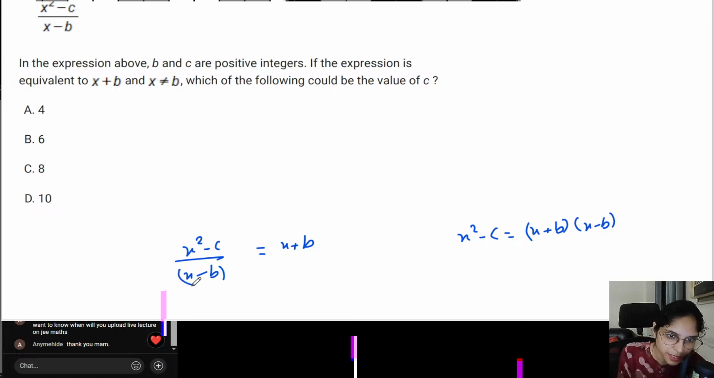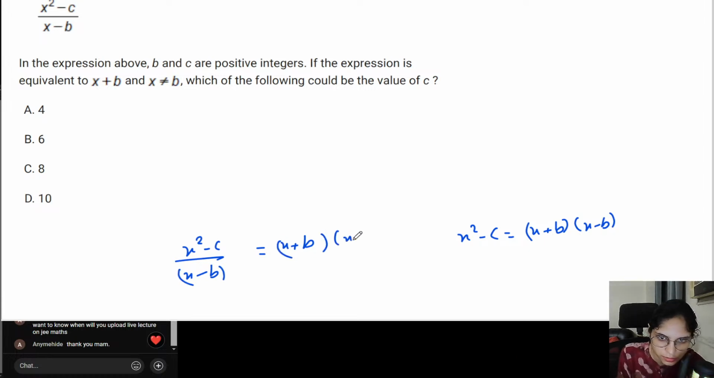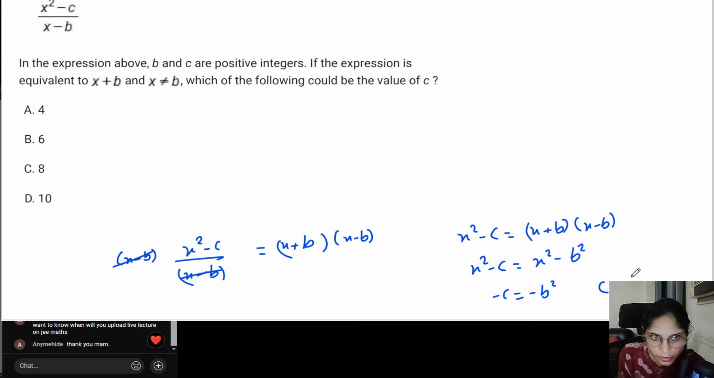Or you can multiply x minus b on both sides. Or for Indians, bring x minus b to the other side. It will come in multiplication. Because you want c. So now x squared minus c is x squared minus b squared. A plus b times a minus b is a squared minus b squared. So negative c is negative b squared, c is b squared.